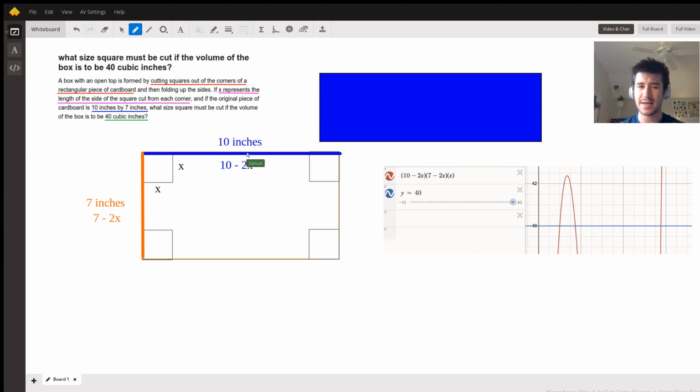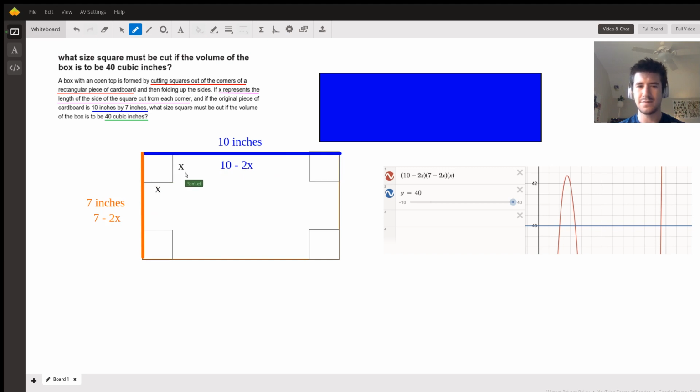So then I realized that each side length is also going to be 10 minus 2x. And at first you might be like, well, I thought this was x, not 2x. Remember, each side actually has two corners attributed to it. So it's 10 minus 2x inches for the blue and 7 minus 2x inches for the orange.